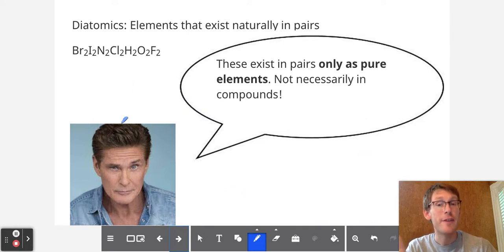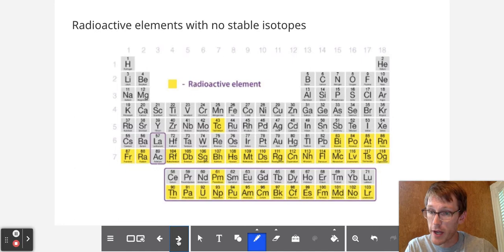And David Hasselhoff tells you that the Brinkelhoff elements exist in pairs only as pure elements. If you form a compound that involves bromine or iodine or nitrogen and something else, then you might not have pairs. So for example, CH4 exists and NCl3 exists. Just because there's nitrogen and chlorine in these doesn't mean that you need to have them in pairs. The diatomics exist only as elements in pairs. So thank you, Mr. Hasselhoff, for that. All right.